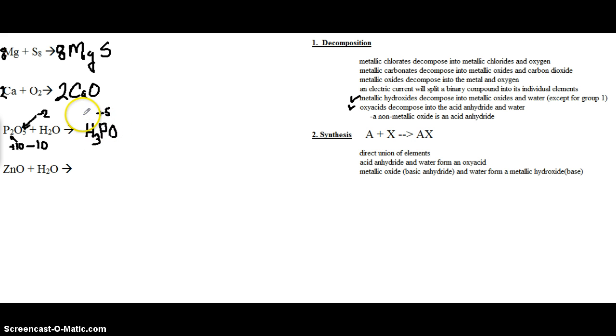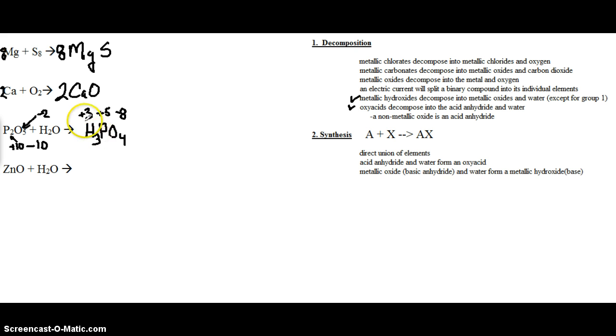My H's are +1, and I've got 3 of them, so they're a total of +3. So I've got +3, +5 for my phosphorus. So what does the total O charge need to be? -8. Well, how many O's would give me that? It's going to be 4. So what I end up with then is my oxyacid is going to be based on the PO4 or phosphate ion.